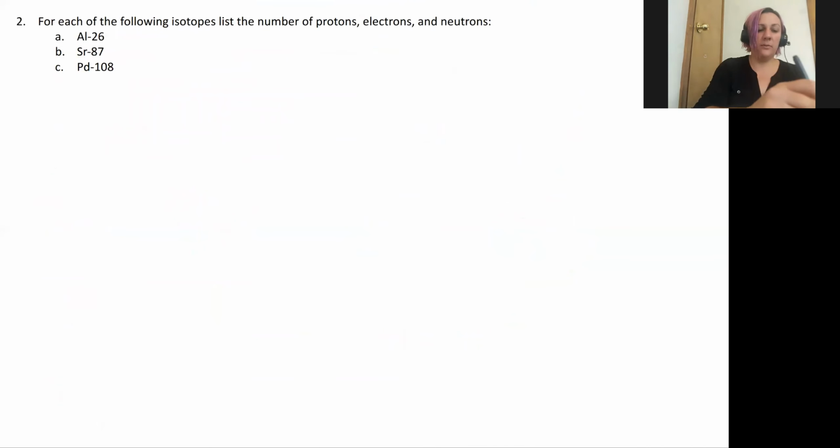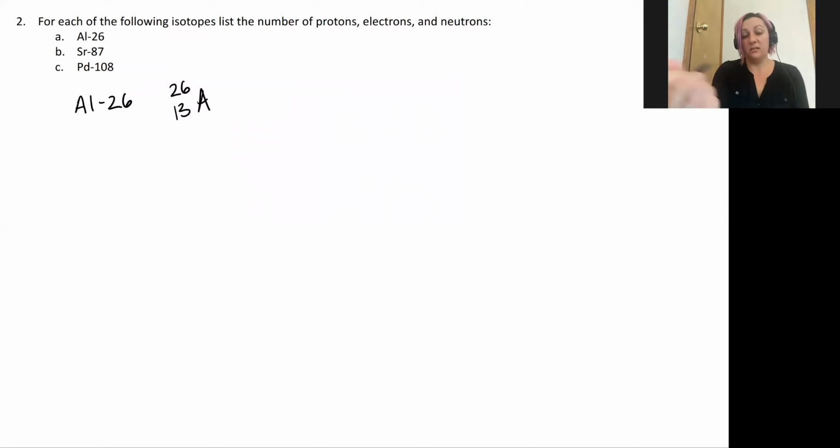For each of the following isotopes, list the number of protons, electrons, and neutrons for it. So let's start with aluminum-26. It might help to rewrite this as an isotope symbol. The first thing I'm going to do is run to my periodic table and look up aluminum and find out what its atomic number is. So its atomic number is 13. So I could rewrite my element symbol like this as well. But that 13 is going to be equal to my number of protons. And since this isn't a charged atom at all, it's also equal to my number of electrons.